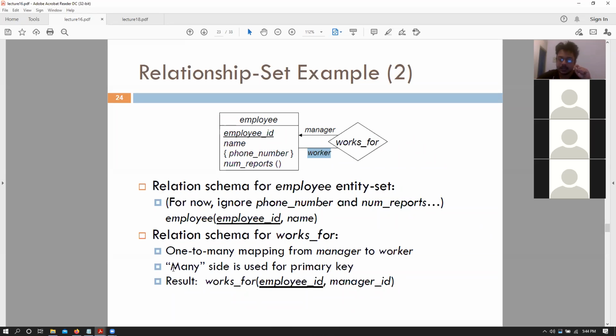So even if it is relating to itself, there is a particular relation that matters, and basically that is who works for whom. And in that scenario, the many side would be used as the primary key as always, and essentially employee ID would be the primary key between those two IDs, and for works for, employee ID would be the primary key and manager ID would be just an attribute, right?